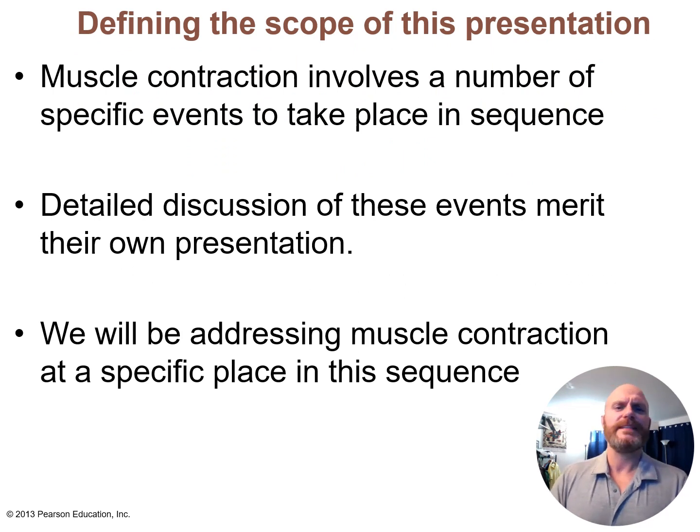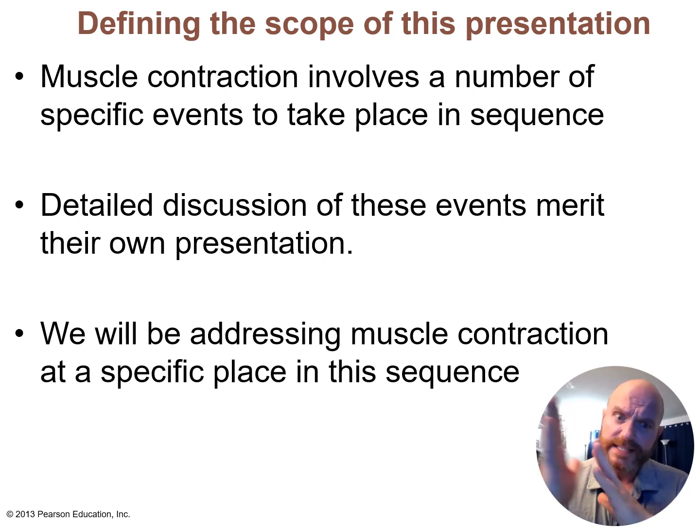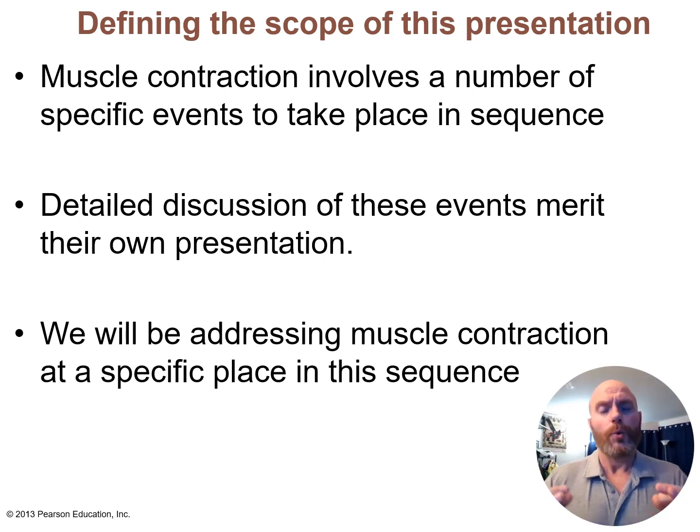So let me first define the scope of this particular presentation. We need to remember that muscle contraction involves a number of specific events that have to take place in sequence, and that detailed discussion of these events merit their own presentation. We will be talking specifically about skeletal muscle contraction via the sliding filament theory at a specific place in the sequence. Let's take a look at that place right now.